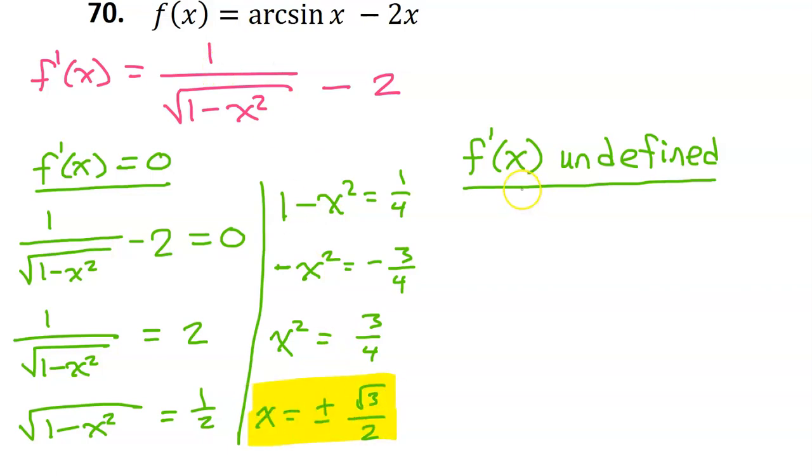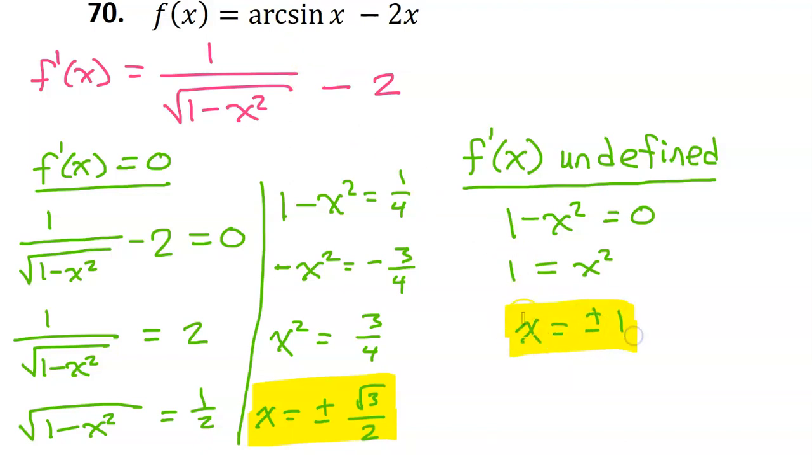How about the values that will cause f prime to be undefined? That will happen if the denominator here is equal to 0. And more specifically, we can just focus on what's inside the radical. So for this denominator to be 0, 1 minus x squared would have to equal 0. Adding x squared to both sides, we get 1 is equal to x squared. Taking the square root of both sides, we get x is equal to plus or minus 1. So we have another 2 critical numbers.